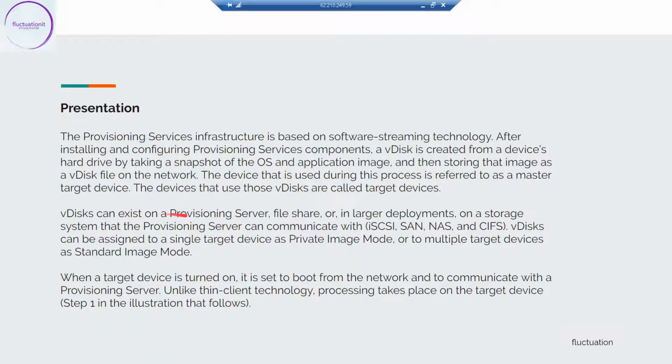A vDisk can exist on a PVS server, a file share, or in large deployments on a storage system that PVS can communicate with, for example, iSCSI, SAN, NAS, or CIFS. And a vDisk can be assigned to a single target device as private mode, or of course to multiple target devices as standard image mode. So when a target device is turned on, it is set to boot from the network and to communicate with a PVS server. Unlike thin client technology, processing takes place on the target device. So you will see now the illustration about PVS, and that will be in the next lecture.